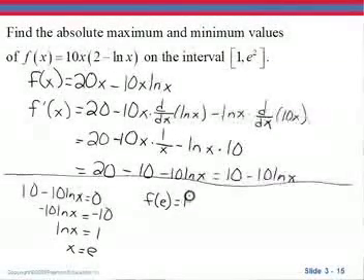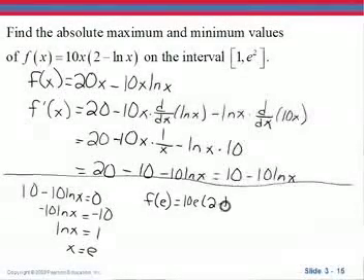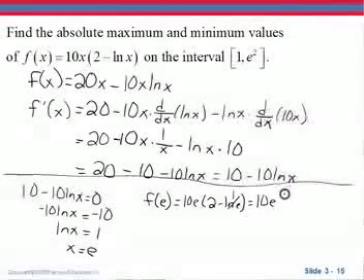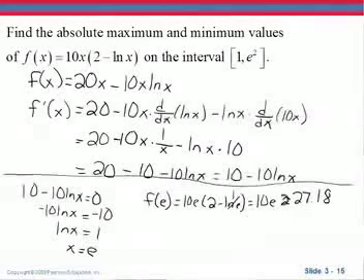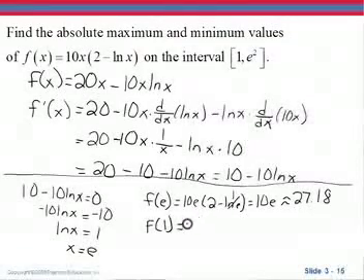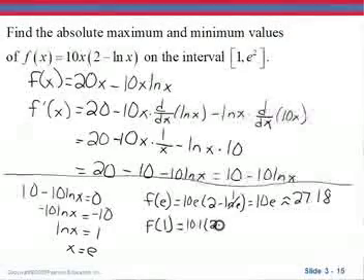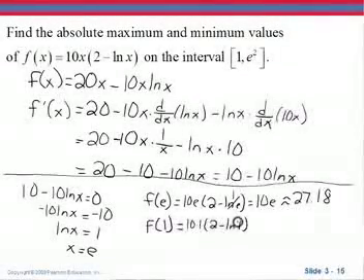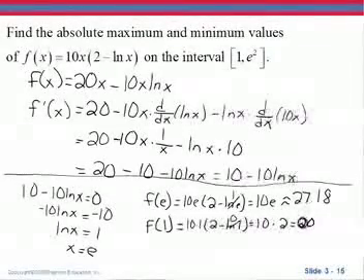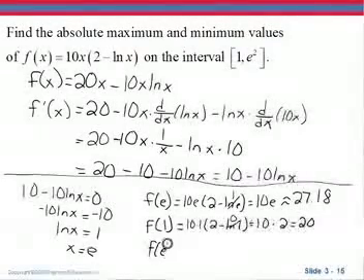Now f of e is going to be 10e times (2 minus natural log of e). Natural log of e is 1, so 2 minus 1 is 1, and that gives us 10e. And 10e is approximately 27.18 if you type that into your calculator. We then have to evaluate at 1 and at e squared. When I evaluate at 1, that's going to be 10 times 1 times (2 minus the natural log of 1). Now the natural log of 1 is 0, so I have 10 times 1 is 10 times 2 is 20. Now obviously this is not the absolute maximum. It could possibly be the absolute minimum, but it's definitely not the maximum. Then evaluate at e squared.